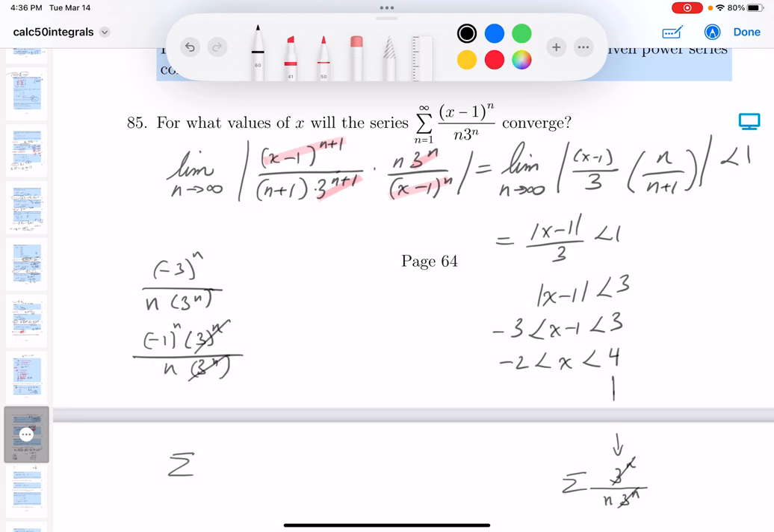And by the way, I know this series, the sum from n equals 1 to infinity of (minus 1) to the n over n, is convergent. So what's this going to be? Included. So this is a fine answer. You could also write it in interval notation, which means from minus 2 up to 4, but don't touch it. Either one's fine. Thank you.